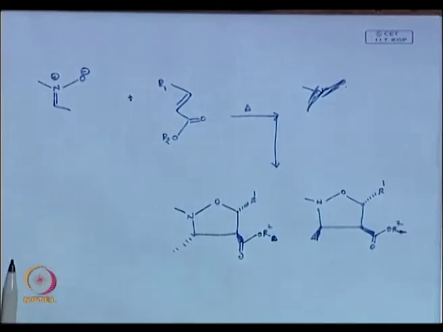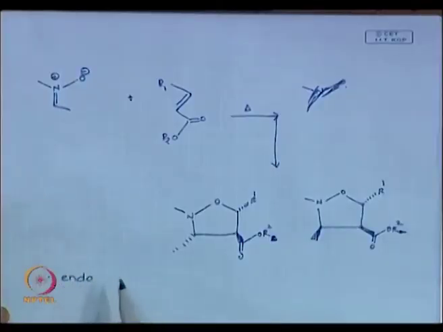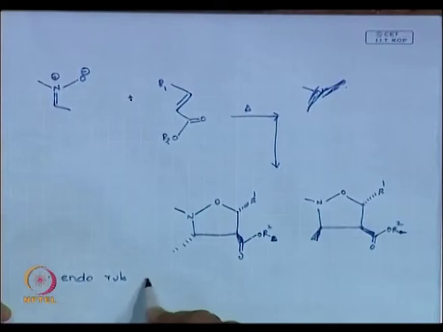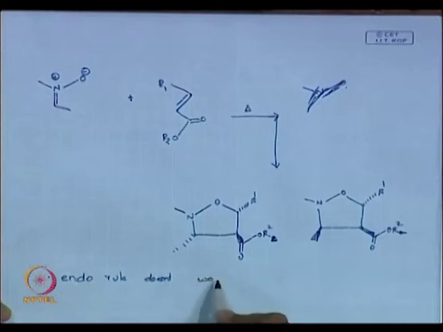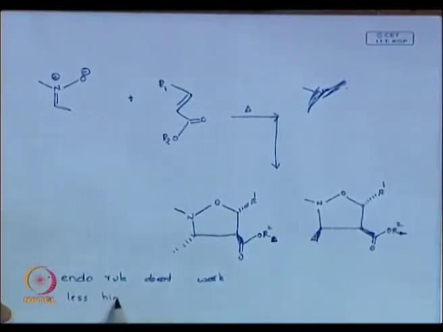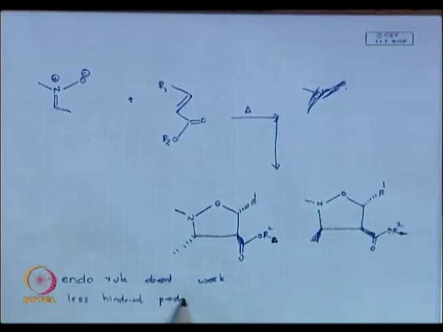It is more about the product which is formed in a less hindered way, that is much more favored. Okay. So we will see why it is. Why is the endo rule not favored here? Endo rule basically you cannot apply. You can say the endo rule does not work. The way you look into it, you have to look at less hindered products, or less steric hindered products, is favored.